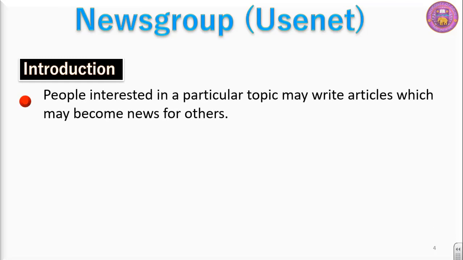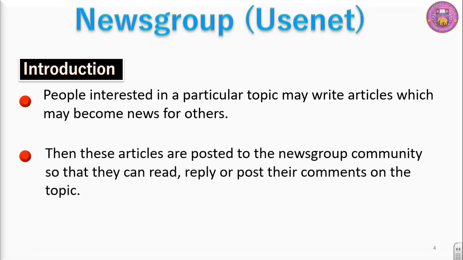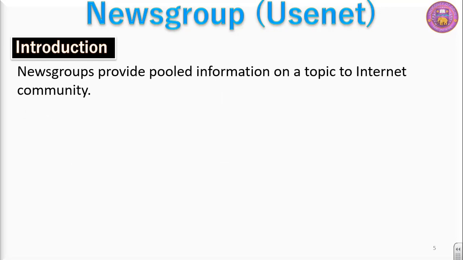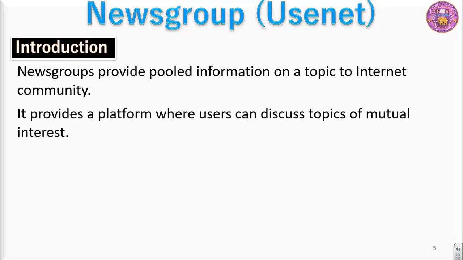People interested in a particular topic may write articles which may become news for others. Then these articles are posted to the news group community so that they can read, reply, or post their comments on the topic. News groups provide pooled information on a topic to the internet community. It provides a platform where users can discuss topics of mutual interest.